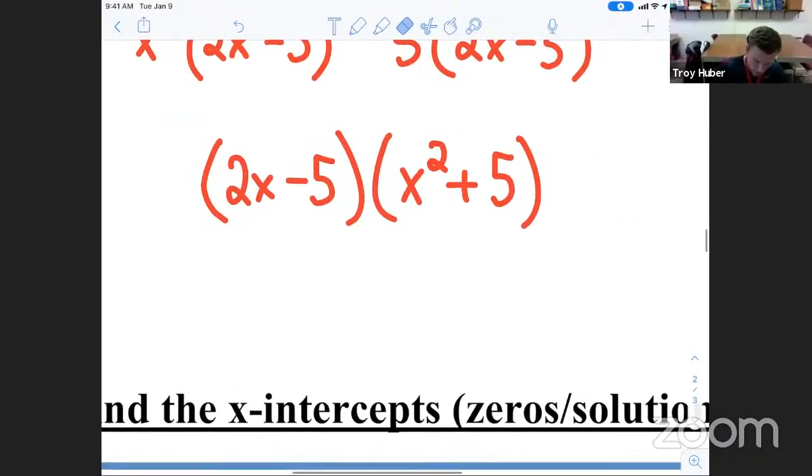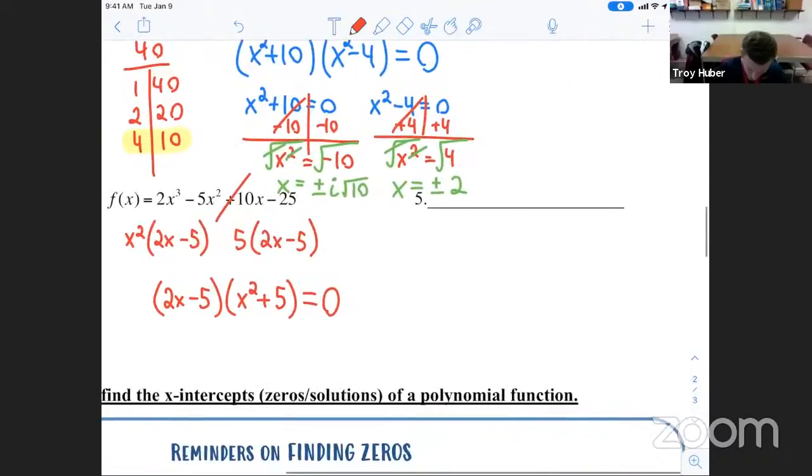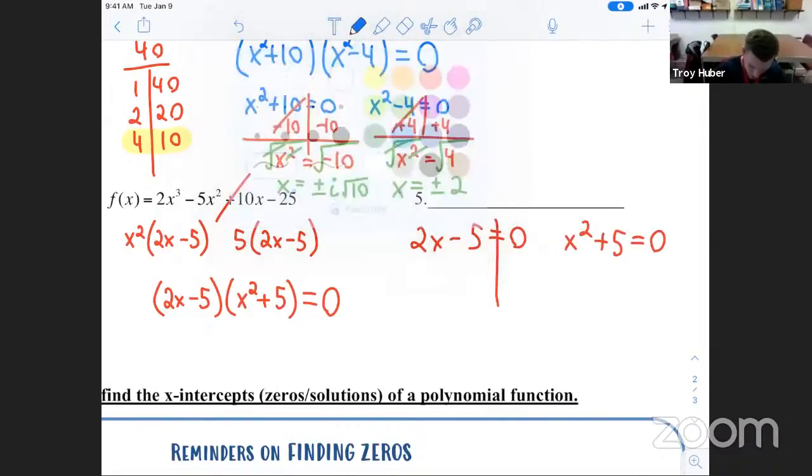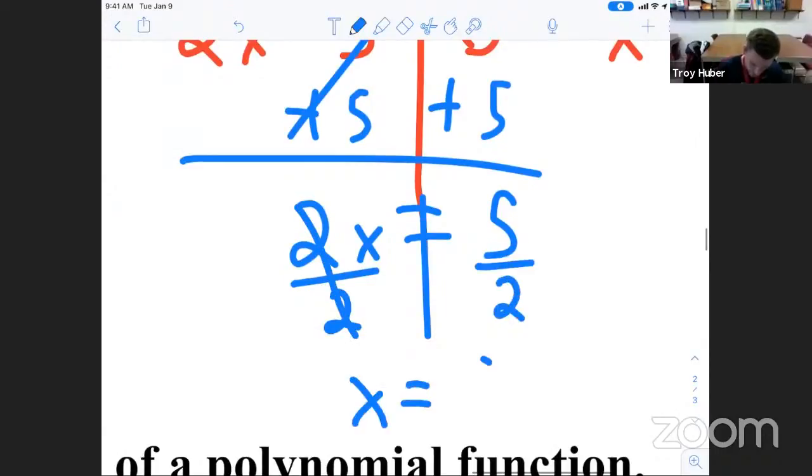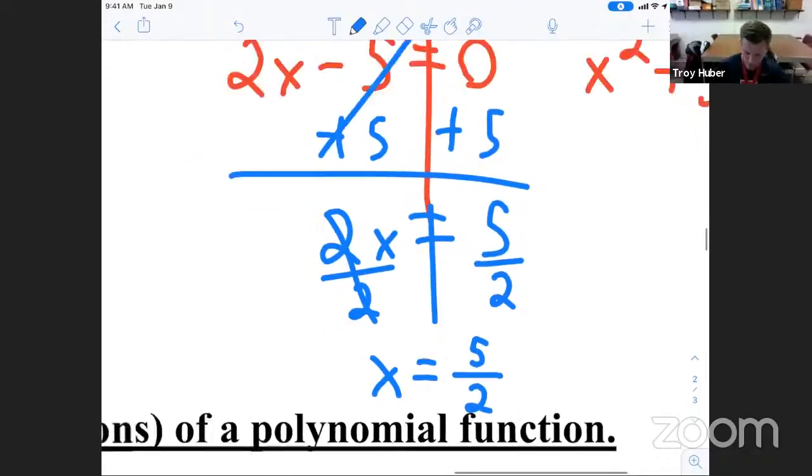All right, and then we would have to set this equal to 0. So now let's set both of those equal to 0. So I have 2x minus 5 is equal to 0, and you have x squared plus 5 is equal to 0. So we would want to add 5 to each side. So I get 2x is equal to 5. And then let's divide each side by 2. So I got x is equal to 5 halves, or 5 over 2.